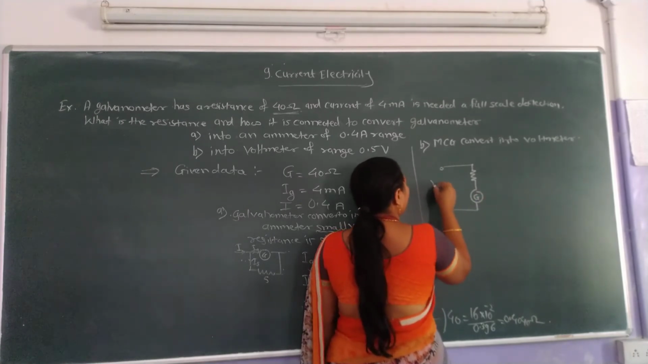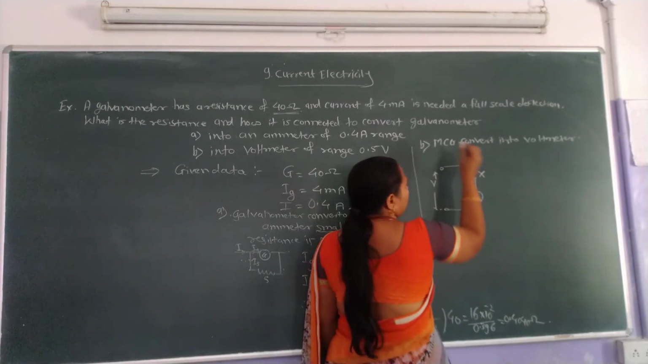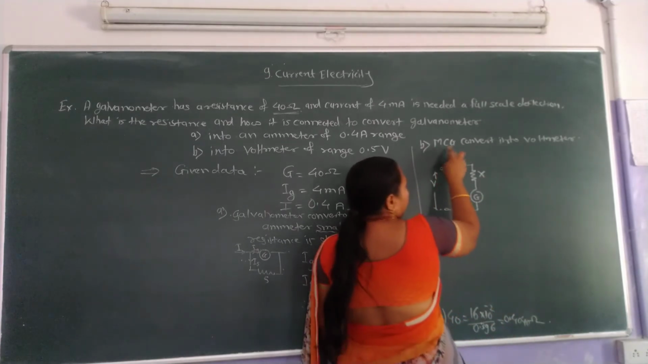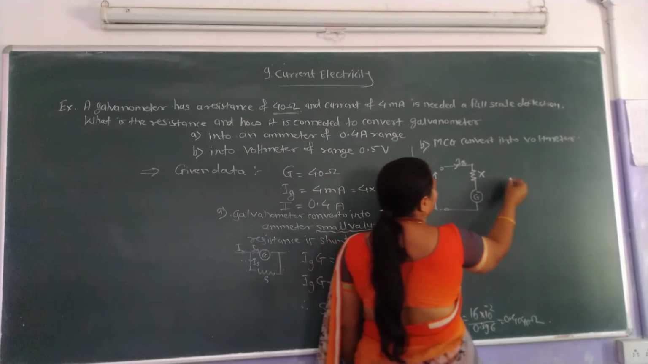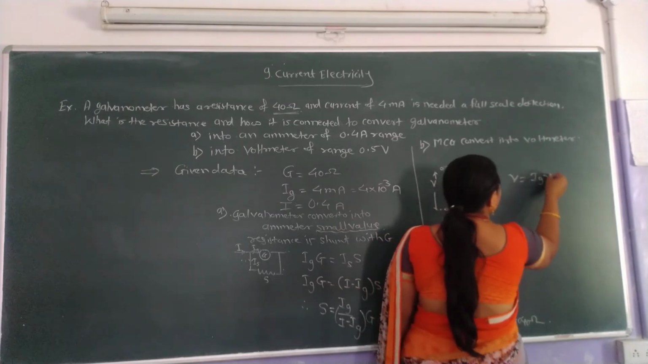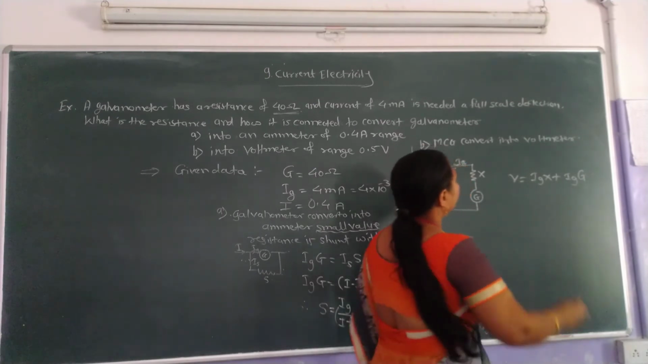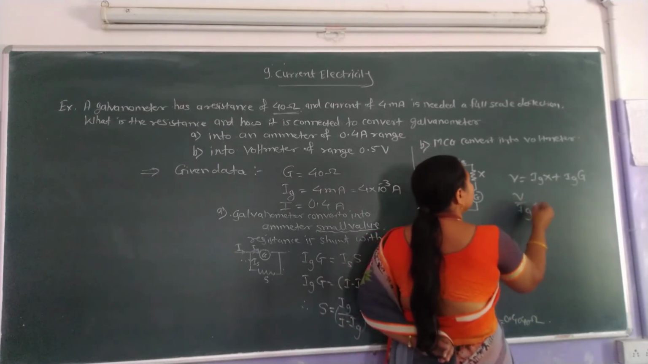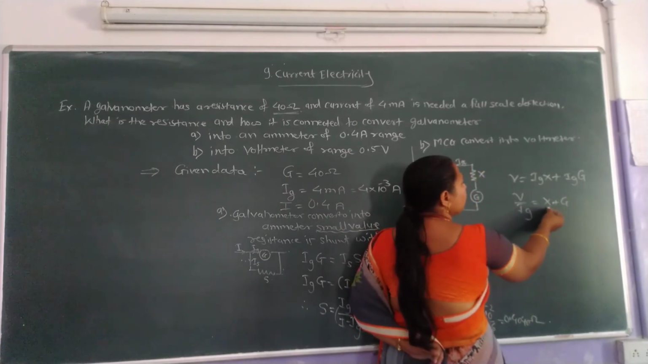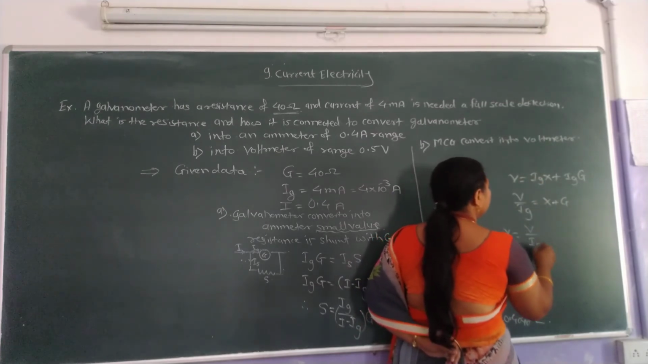The potential drop across the components X and G is V, and the current flowing through them is Ig. Therefore, V is equal to Ig into X plus Ig into G. So V upon Ig is equal to X plus G. To calculate the value of the series high value resistance, X is equal to V upon Ig minus G.